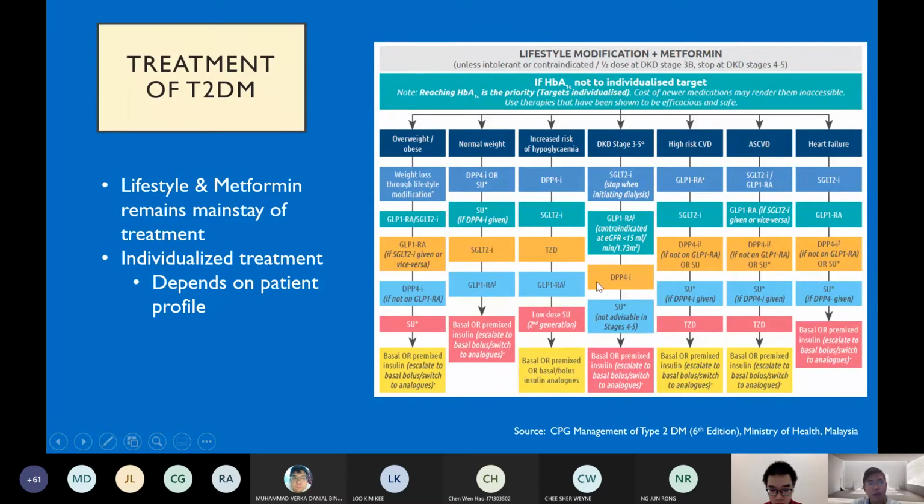DPP4 is a kidney neutral drug. So your DPP4 inhibitor medications such as your linagliptin, sitagliptin, all these are renal neutral drugs. So it neither protects the kidney nor does it worsen it, but it is not renally excreted, so you can use it even in advanced chronic kidney disease. Sulfonylurea, you can still use it, but it's not advisable in your advanced CKD patient.